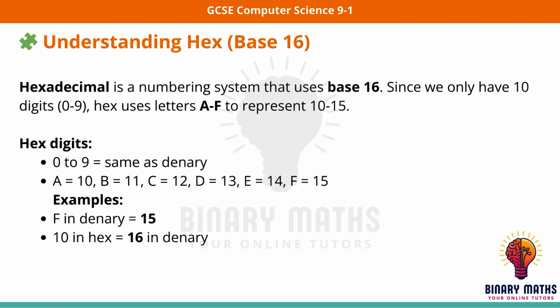Hexadecimal, or hex, is base 16. It uses 0 to 9 and A to F, where A equals 10, B equals 11, up to F equals 15. For example, F in denary is 15. 10 in hex is 16 in denary. So just to reiterate that, F in denary is 15. 10 in hex is 16 in denary. Hex is like a shortcut for binary. It's more compact and easier to read.